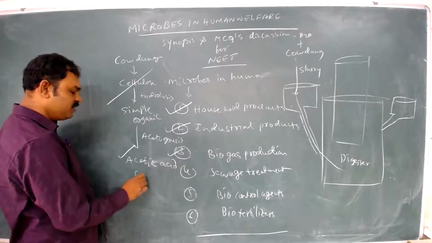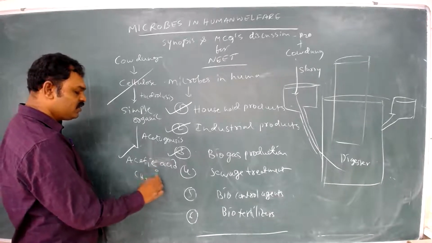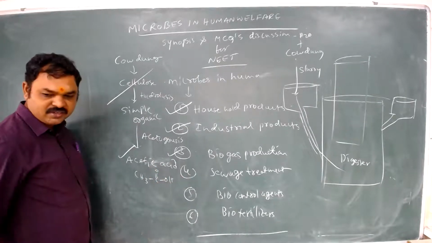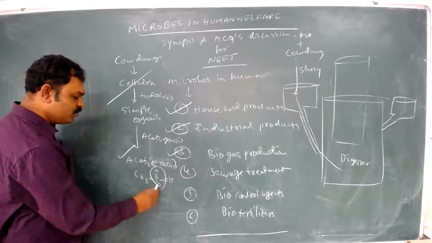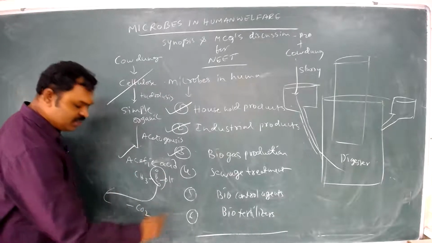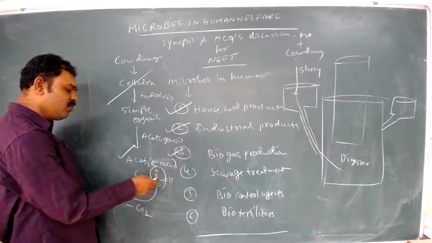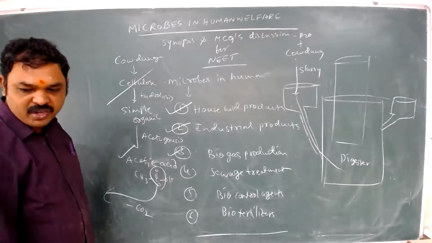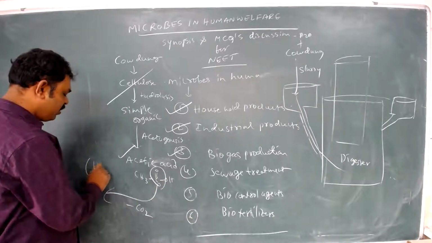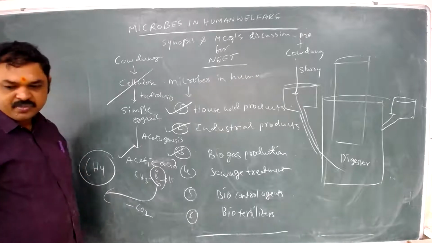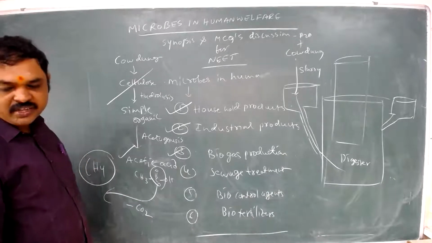Now, what is acetic acid? CH3COOH, acetic acid. Acetic acid undergoes decarboxylation. Due to decarboxylation, what can be removed here? CO2 can be removed. Finally, what will come here? Methane gas will come. CO2 is released, methane gas will come.